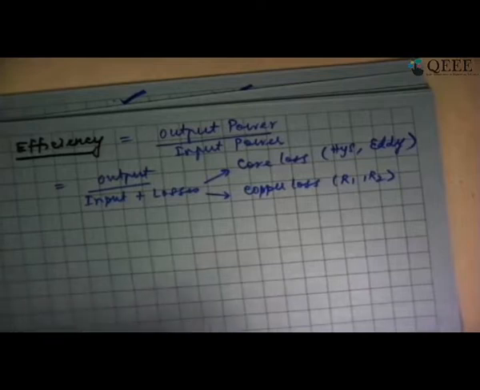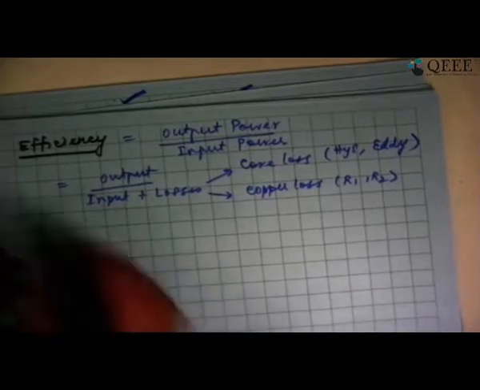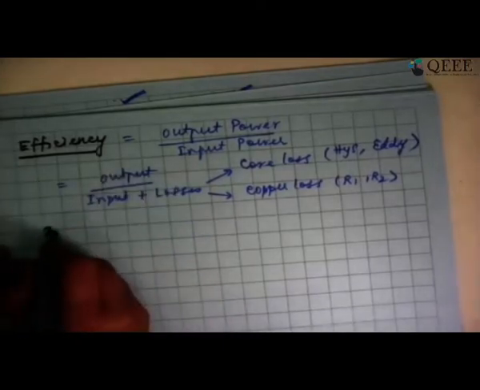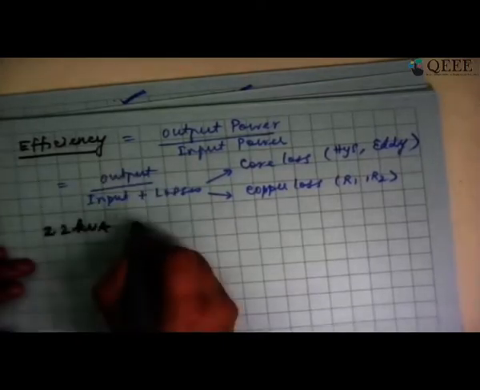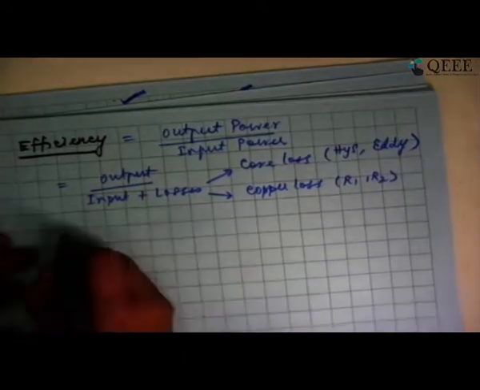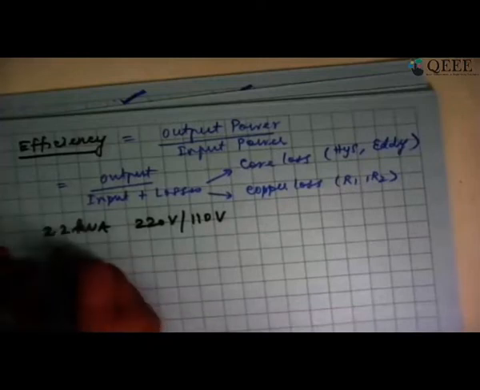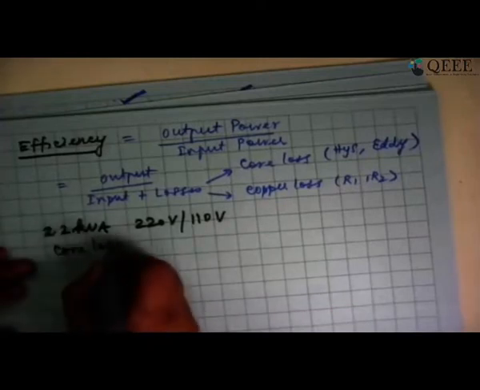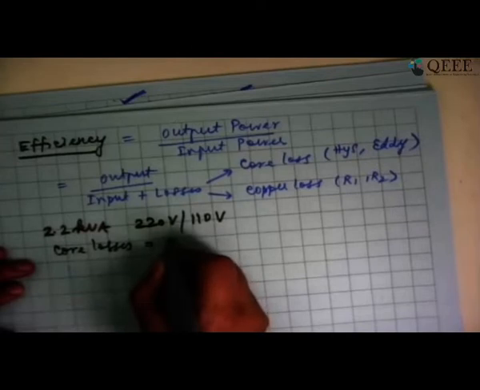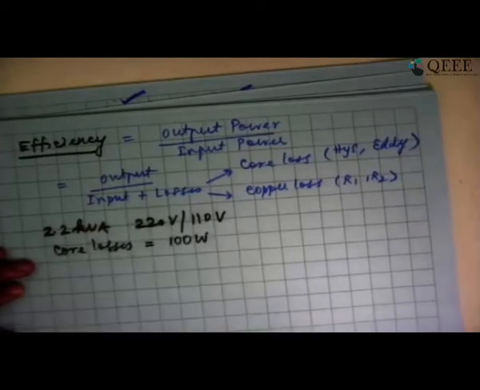Now, let us take for example a 2.2 kVA, 220 volts by 110 volts transformer. Let's say the core losses, I am just arbitrarily taking some value. Let's say core losses are 100 watts.